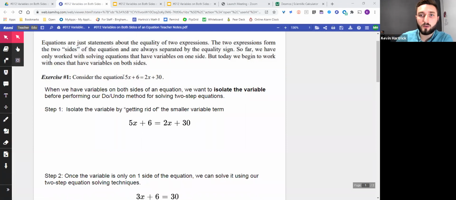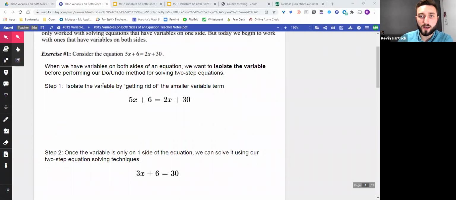It says, consider the equation 5x plus 6 equals 2x plus 30. Notice how I have variables on both sides of my equal sign. When we have variables on both sides of an equation, we want to isolate the variable, meaning get it alone, get it by itself, before performing our do-undo method for solving two-step equations. So step 1, isolate the variable by getting rid of, and this is in quotations because that's not really a math term, but it's a term I'm going to use, get rid of the smaller term.